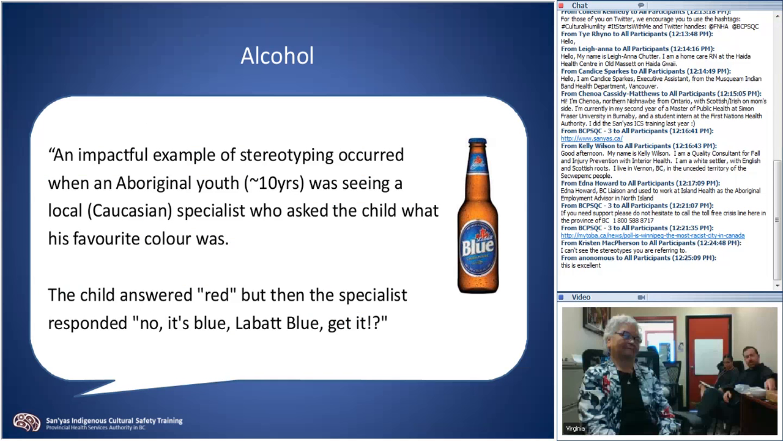The first one, on alcohol. This quote illustrates what the stereotype around alcohol looks like and sounds like, and this one is particularly significant because it's about a child. And I quote, "An impactful example of stereotyping occurred when an Aboriginal youth, 10 years old, was seeing a local Caucasian specialist who asked the child what his favorite color was. The child answered red. But then the specialist responded, no, it's blue. Labatt's Blue? Get it?"